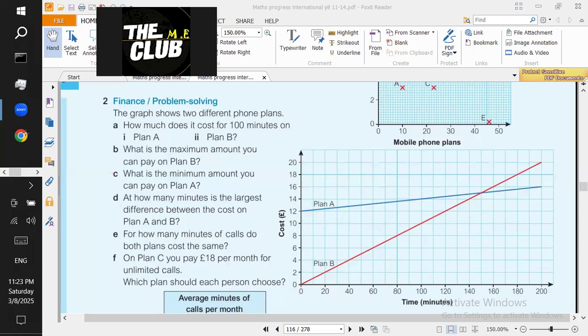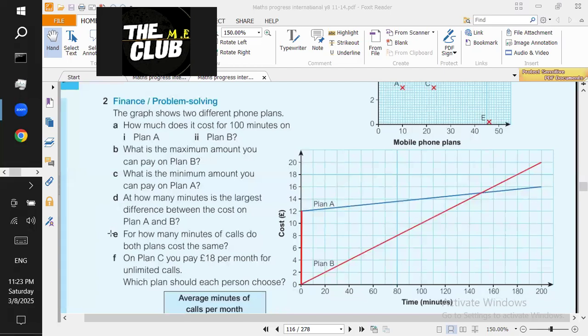At how many minutes is the largest difference between them? So the largest difference between the two plans is over here, right? It's on the 0 minutes. This is the largest difference between them. It's the 0 minutes because you're paying a flat fee on plan A for just starting the plan. But plan B, you don't pay anything. So that's the biggest difference between them.